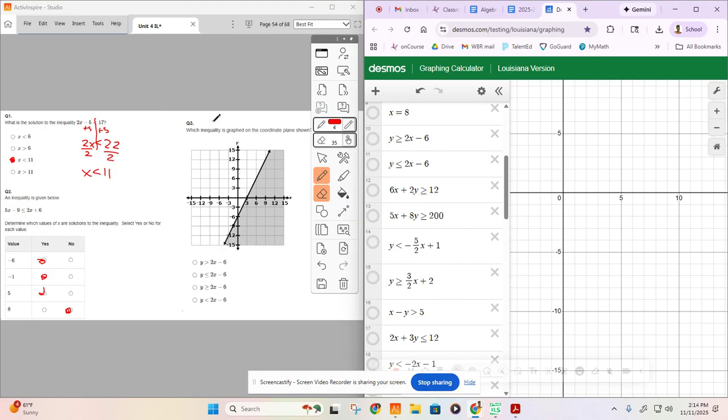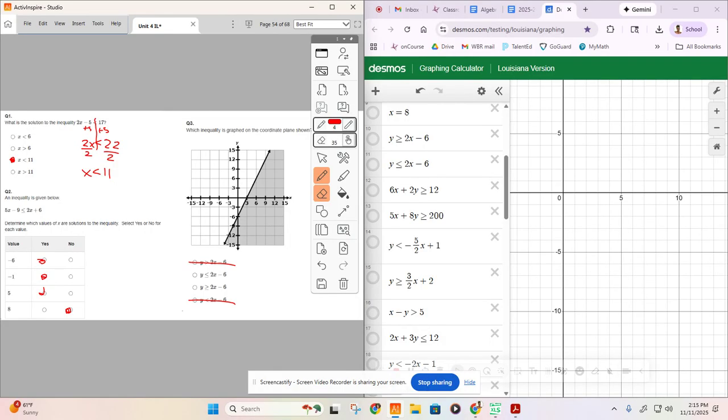All right, in the next question, number 3, they give us a graph and they ask which inequality is graphed there. So before you waste the time of typing everything in, use some things that are really easy. For example, we know that it's a solid line, so it has to be equal to. That means this can't be it, and this can't be it. So it's one of those two.